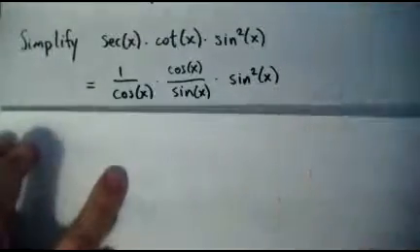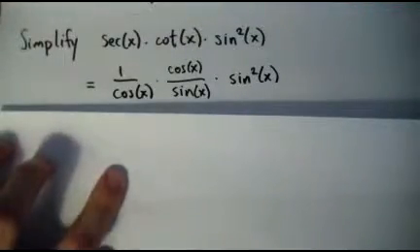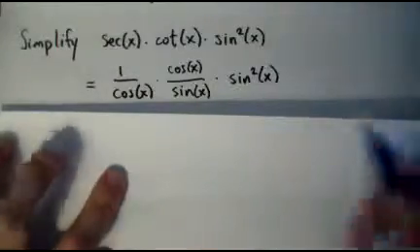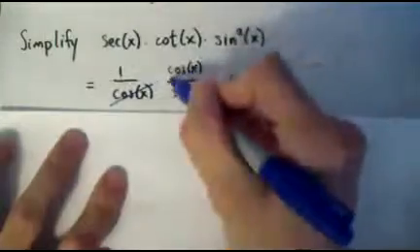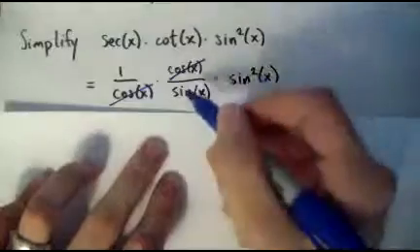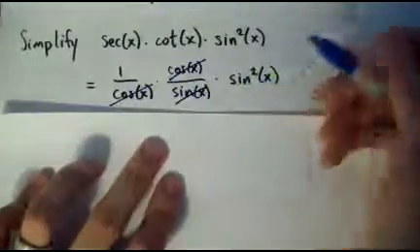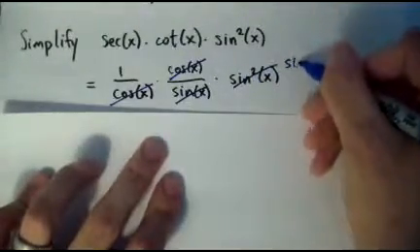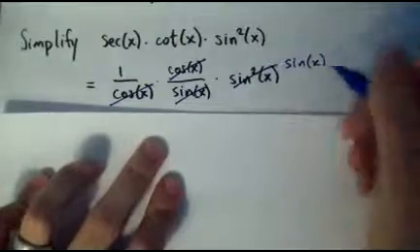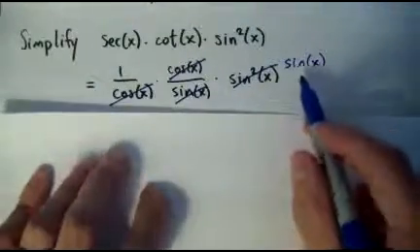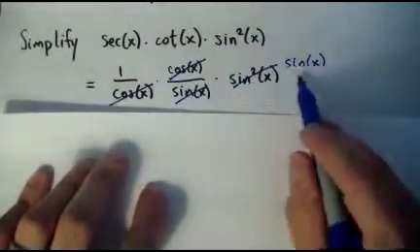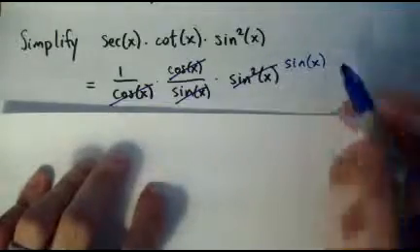Okay, now let's see what cancellation happens. We have a cosine of x in the denominator and in the numerator. That'll cancel. And then we have one factor of sine x. So this leaves us with a single factor of sine x. And now everything is canceled but for one factor of sine of x. So that's what's left.